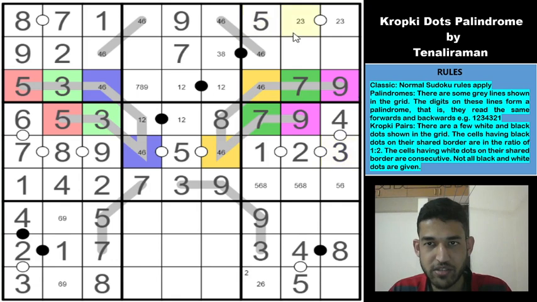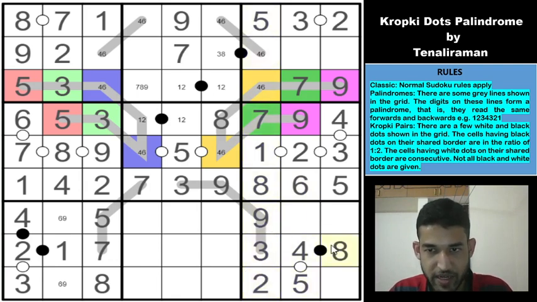So 3 here gives us a 3 here and a 2 here. And 5 is eliminated from here, which means that 5 has to go in this cell only, right? No other cell left because 5 is already eliminated from here. This will be 6, 8. So 4, 6 pair here eliminates the 6. So this will be 8. This will be a 6. And this has to be a 2.